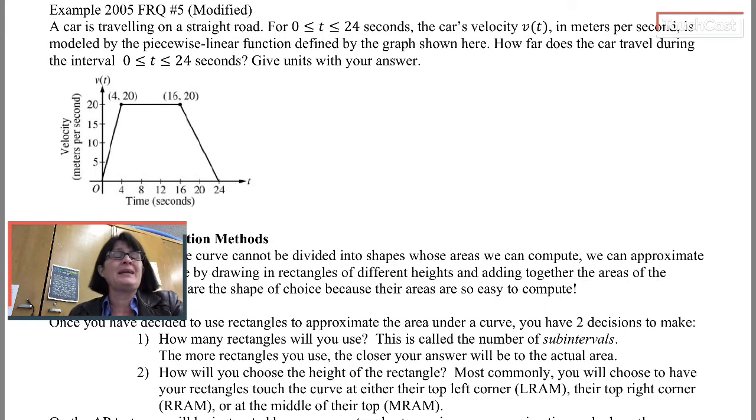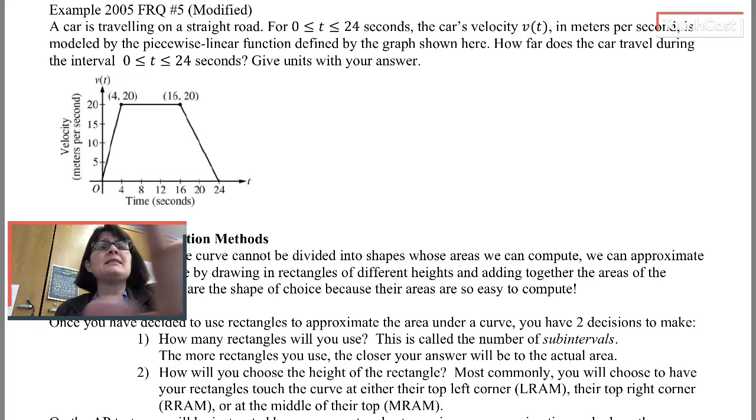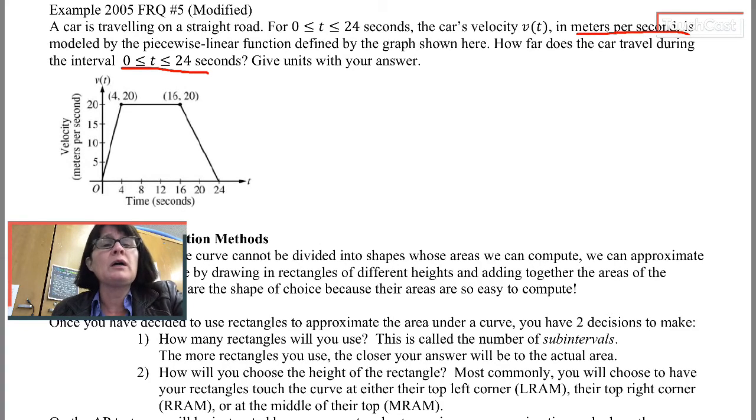There's another example. I've been given a velocity curve. This happens to be piecewise linear. I've been asked to find distance traveled, in this case, distance traveled over the time interval 0 to 24 seconds, where velocity is shown in the graph, and it's given in meters per second. So to find distance traveled, I need to find the area under the velocity curve.